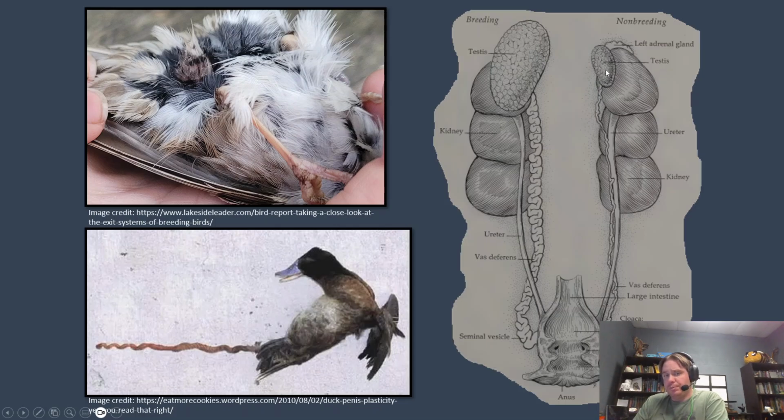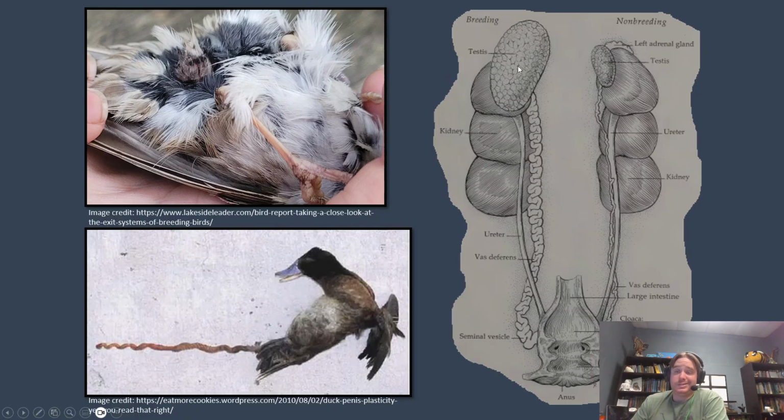This one's small because this is representing the same system in a non-breeding condition. The testes shrink dramatically in non-breeding condition, and so do the vas deferens and the seminal vesicle, and you can see all of that in this picture. It's just everything's small and shriveled and atrophied. But every year in the breeding season, it will go back to this condition.